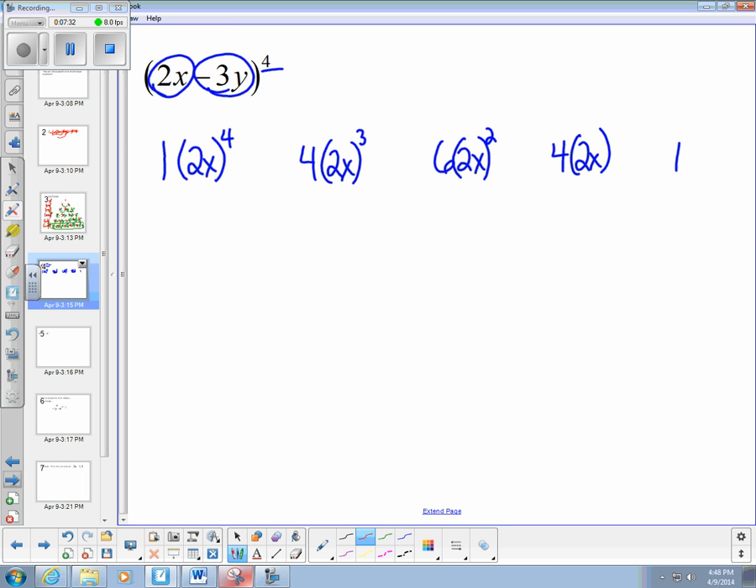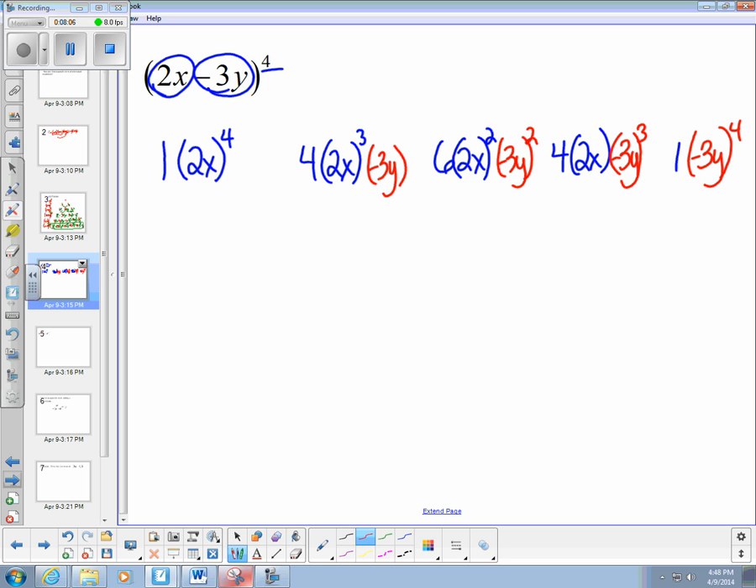Okay, now let's start from the back and do the y's, but it's not just a y, it's a negative 3y. So I'm going to have negative 3y to the fourth, negative 3y to the third, negative 3y to the second, negative 3y to the first, and then no y term in the first part. Okay, now the signs will take care of themselves as we multiply these out, and then we'll talk about a little pattern that you've got here.